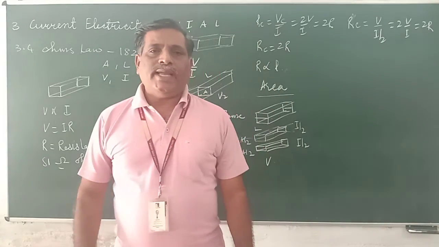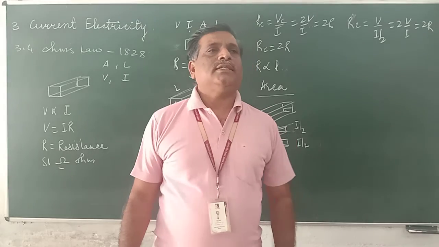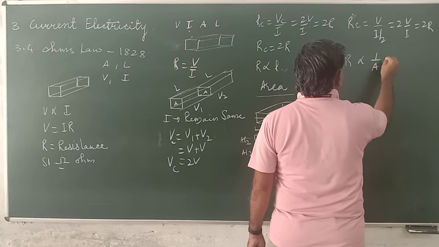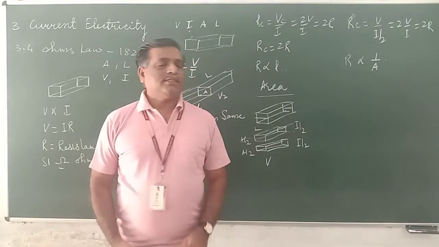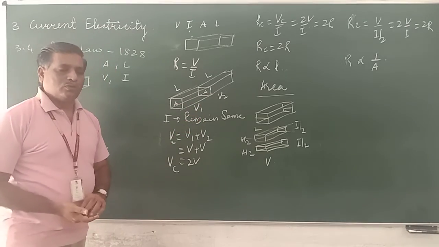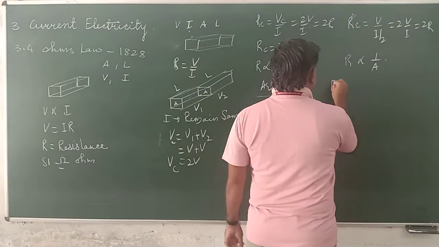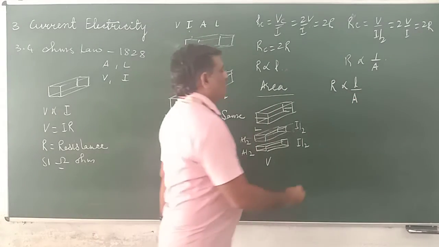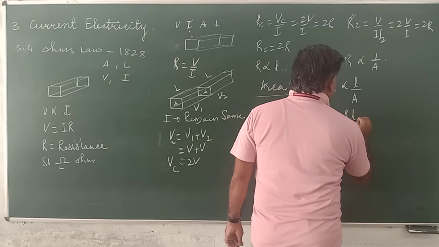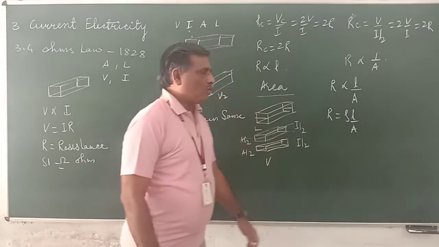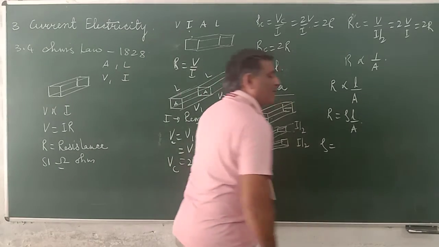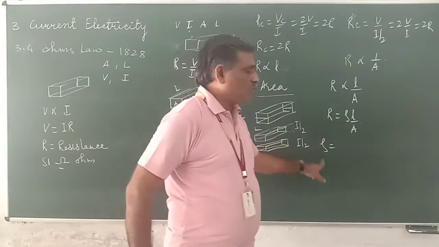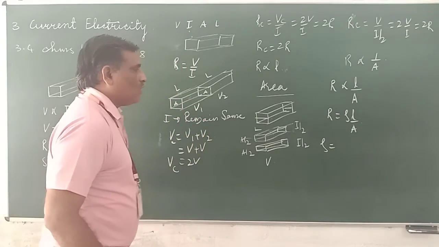It simply indicates that when the area was halved, the resistance became double. It means the resistance is inversely proportional to area. Combining both, resistance is directly proportional to L and inversely proportional to area. We can write R is equal to rho L by A. Rho is a constant known as the resistivity or specific resistance of the material.